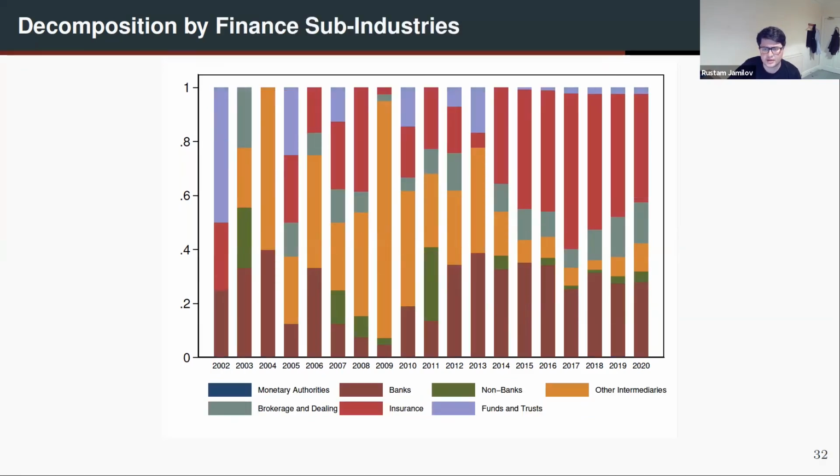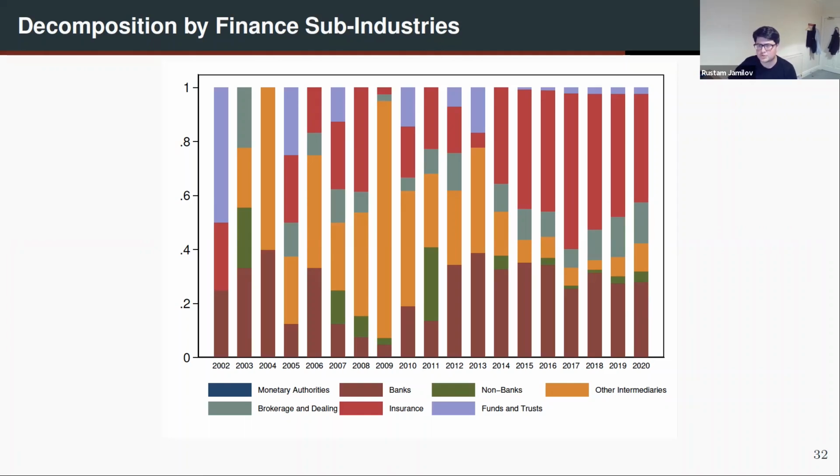we take a closer look at the financial sub-industries, trying to identify the biggest drivers of this expansion of risk exposure. As of 2020, we don't see any monetary authorities, but the biggest financial subsectors affected by cyber risk are banks, your typical depository financial institutions, non-banks, and other intermediaries. So non-banks and other intermediaries are basically credit unions, mortgage companies.